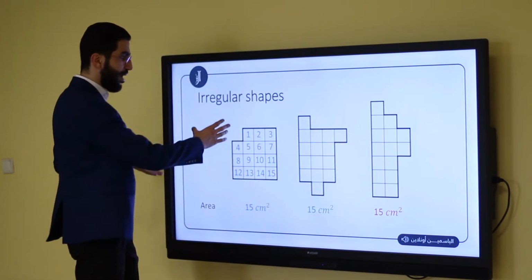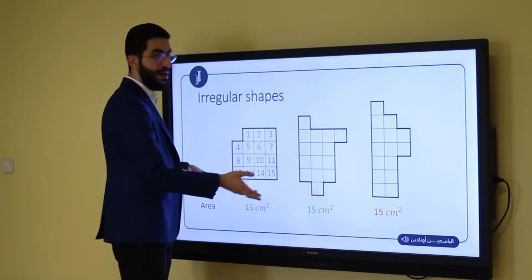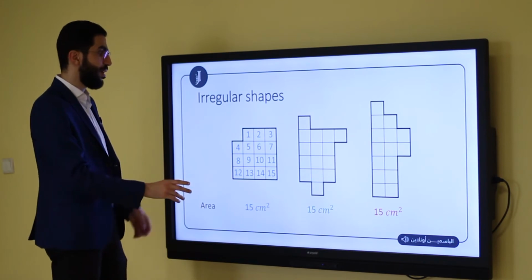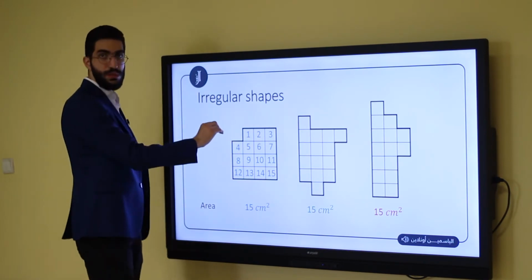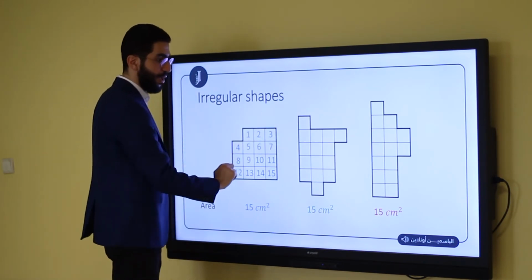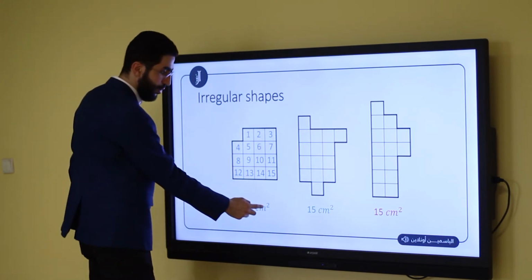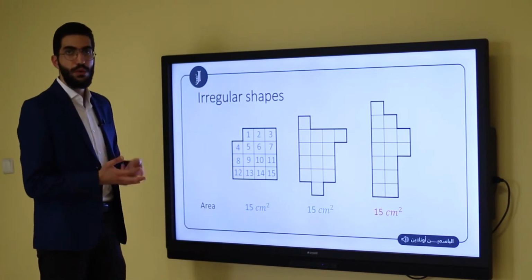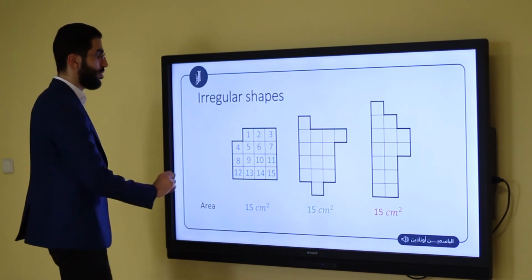Okay? So did you see we have different shapes, but all of them have the same area. So shape is not related to the area. So we need to count only the inside squares that we have. And remember always, the unit should be square, okay? Which is centimeter squared or meter squared, whatever, but it should be squared.